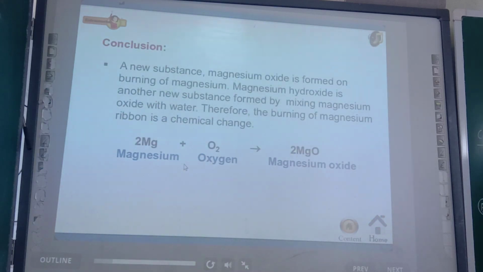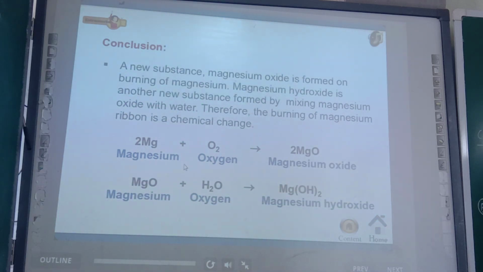The new substance formed on burning of magnesium is magnesium oxide. Magnesium hydroxide is another new substance formed by mixing magnesium oxide with water. Therefore, the burning of magnesium ribbon is a chemical change.